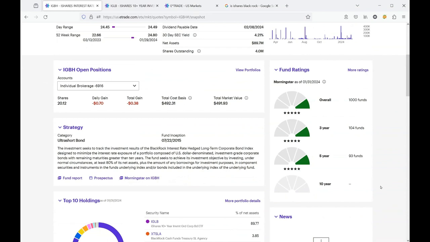But here's why I decided that I'm going to get rid of it today. If you read about it, which I knew before, it tracks the BlackRock Interest Rate Hedged Long-Term Corporate Bond Index. So this is not a government bond, it's a corporate bond fund.